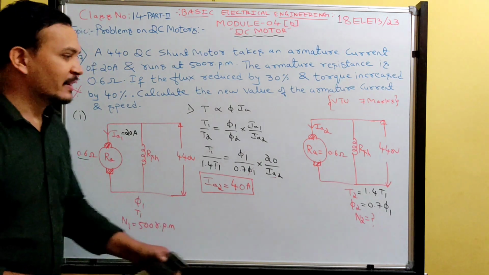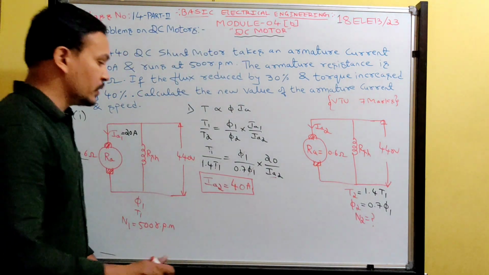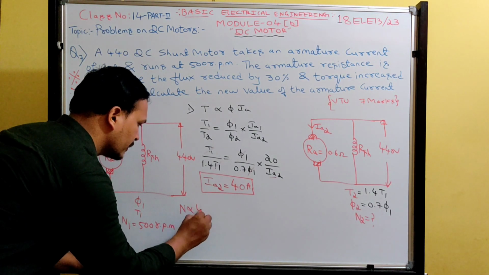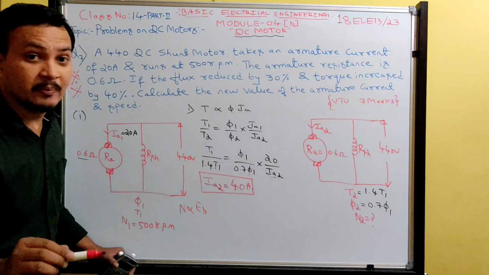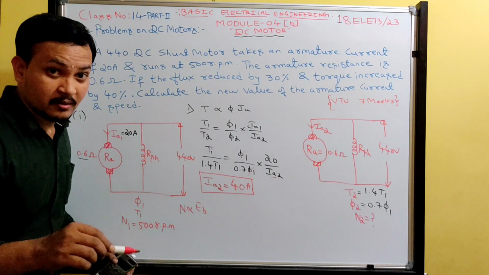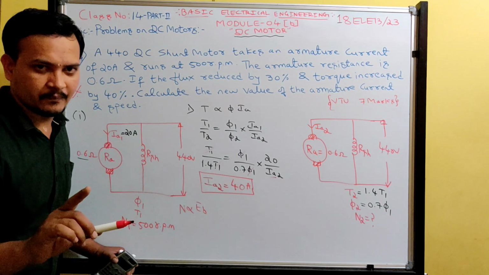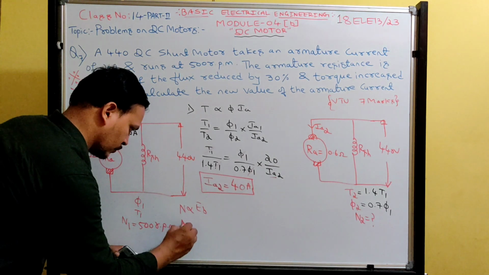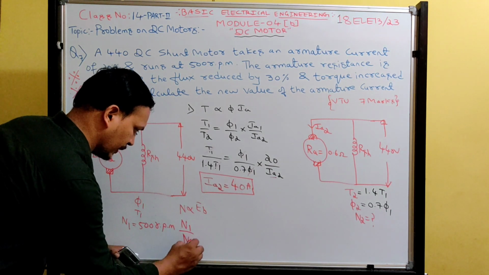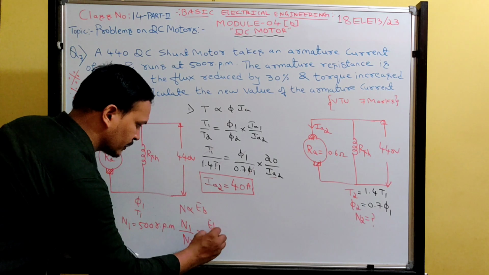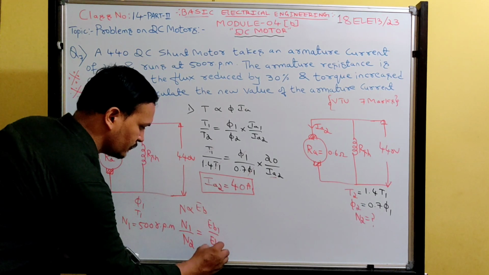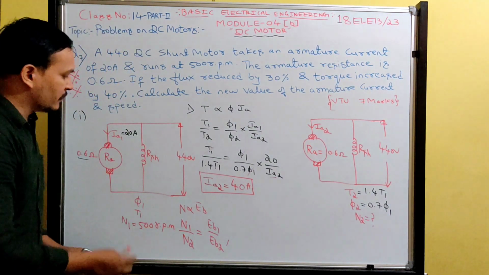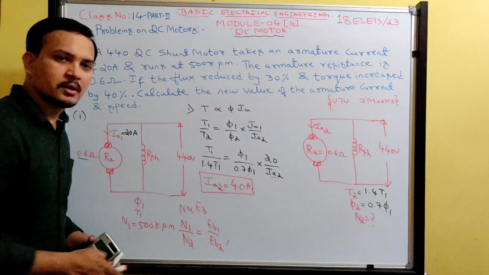50% completed. But I want to find the new speed. Now take the speed relation. What is the speed relation? N is proportional to EB by pi. But don't take flux in the speed relation, because it is a second case problem. So now take the two speeds. N1 by N2 is equal to EB1 by EB2. So first you calculate back EMF for the first case and then back EMF for the second case.